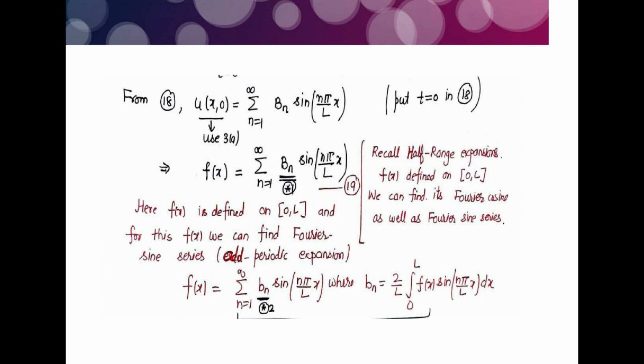Now we have to find this Bn. Now recall half-range expansions from the Fourier series and transforms. In that, the function f of x is defined on the interval 0 to l, and for this function we can find its Fourier cosine as well as Fourier sine series because we can extend the function as an even function as well as an odd function. We will use this concept here. Equation number 19. Here the function f of x is defined on the interval 0 to l, and for this function, small f of x, we can find the Fourier sine series, that is the odd periodic expansion of this function. And the formula for the odd periodic expansion is the next line.